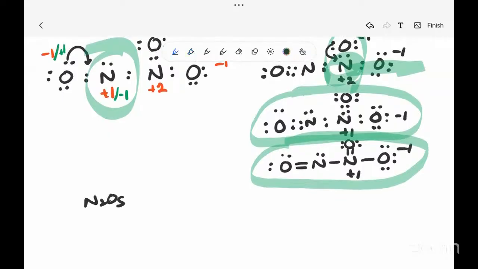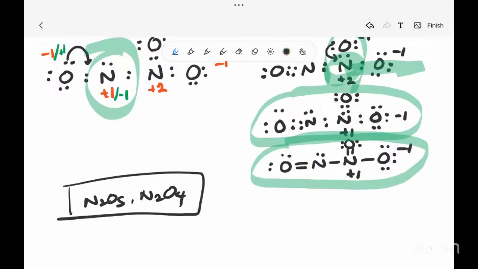N2O5 and N2O4. Try these two at home and come to the class. I will do this one at the class. Were there any questions? No, right? Okay, so I will do these two at class.